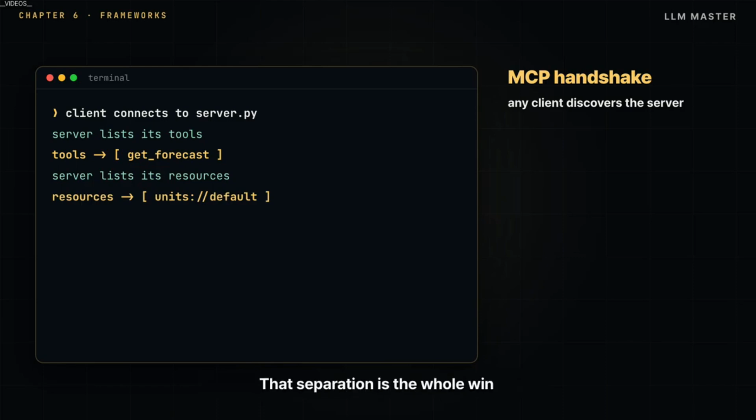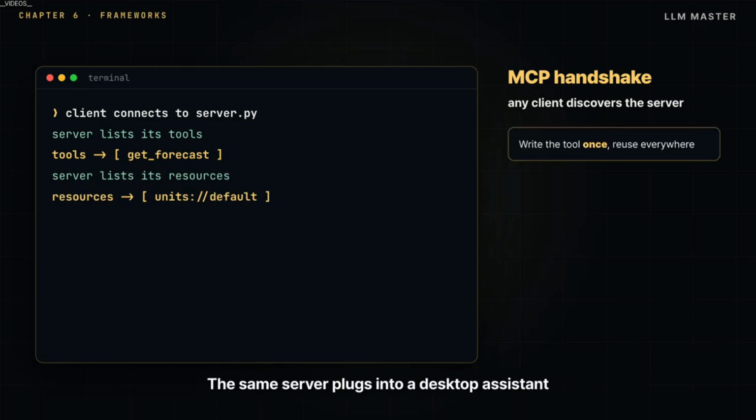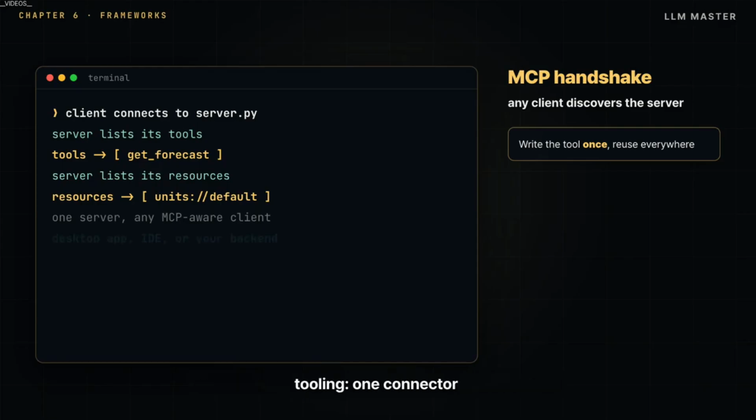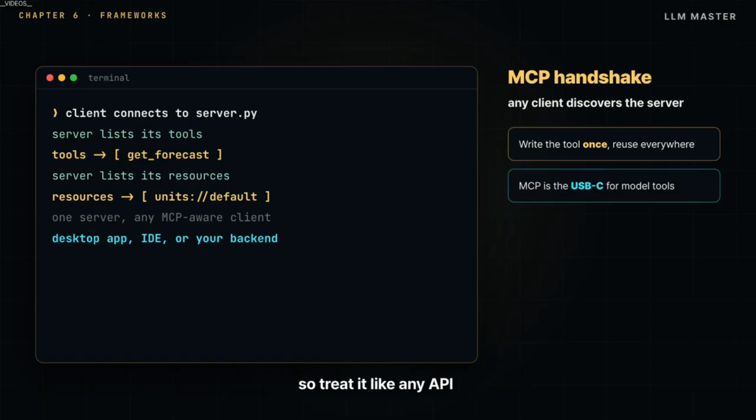That separation is the whole win. The same server plugs into a desktop assistant, an IDE, or your own backend without a rewrite, which is why people call MCP the USB-C of model tooling. One connector, many hosts. The practical caution is that you're now exposing capabilities over a boundary, so treat it like any API. Scope permissions, validate inputs, and never expose a tool you wouldn't hand a stranger.